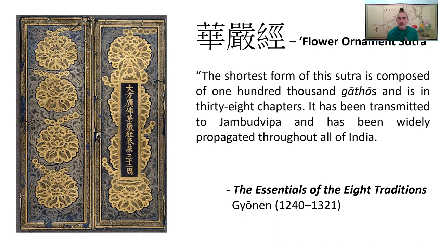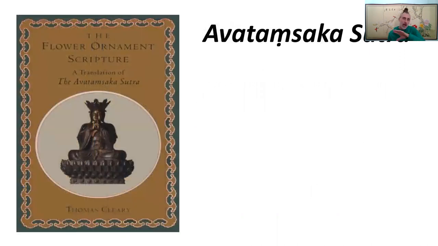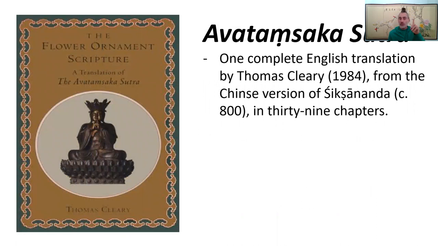And so the Avatamsaka Sutra that we have here in Jambudvipa, here in the terrestrial realm, there is only one complete English translation of this sutra. It was done by Thomas Cleary in 1984, and he translated it from a Chinese version of a Buddhist monk named Shikshananda, and Shikshananda translated it around 800 AD, right?